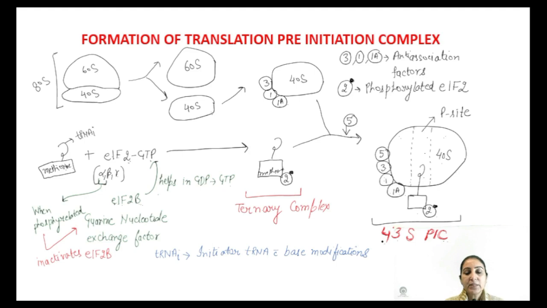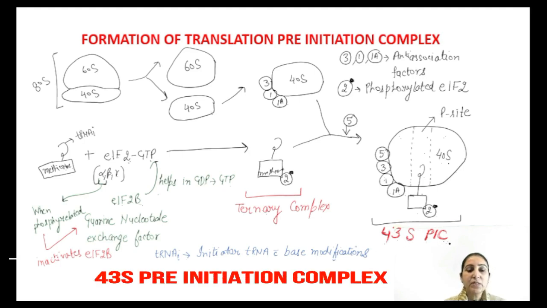So what is the structure of the 43S pre-initiation complex? This is the 40S subunit combined with the ternary complex and with initiation factors 5, 3, 1 and 1A. So this is how the process of initiation actually commences. It commences with the synthesis of the ternary complex and then the 43S pre-initiation complex.